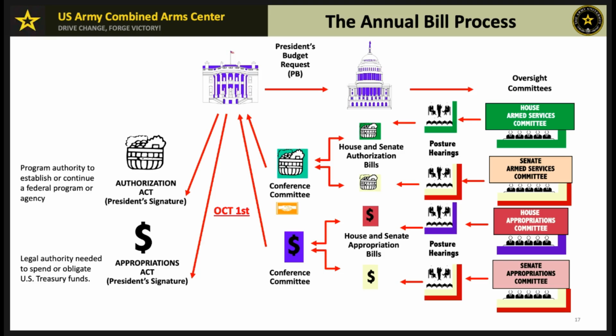Authorization bills create or continue programs, while appropriation bills allow the Treasury to incur financial obligations. The process ends when the President signs both bills, legally authorizing the Army's budget for the next fiscal year. Both authorization and appropriation are required for DoD operations.